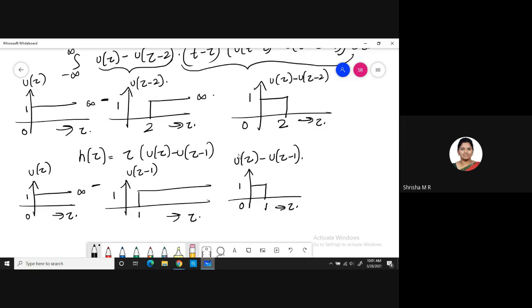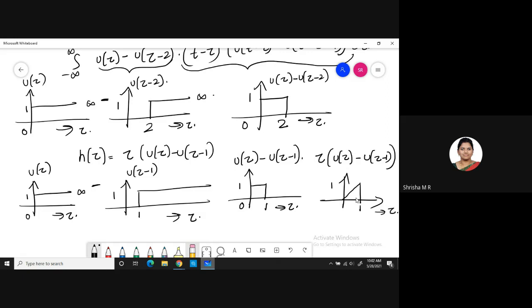So if you have tau into u of tau minus 1, what will you do? Tau into u of tau minus u of tau minus 1. How will this signal look? At 0, tau is 0, on the x-axis. Imagine t is equal to 0. You will have a ramp signal from 0 to 1. So at tau is equal to 1, you will have 1. So you will have a signal like this, with 1 amplitude.